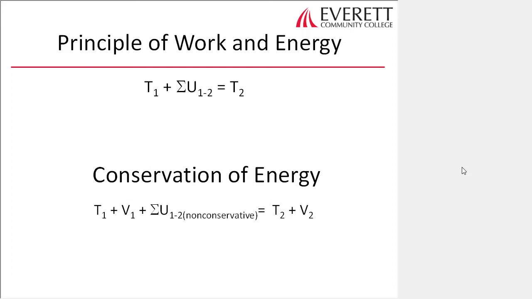Now, your book likes to separate out these two equations as if they're two different things. They even have different names in the book: principle of work and energy and conservation of energy. It's the exact same equation. The only difference is the sum of the work from 1 to 2 in the top includes conservative and non-conservative. Down here, we've taken out the conservative work and turned it into potential energy. So the only thing that we've changed in chapter 18 from what we learned last week is that your kinetic energy now includes translation and rotation. Also, non-conservative work could be a rotating moment.